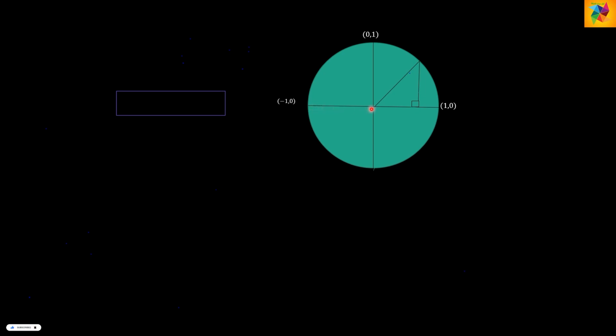The length is always positive. The distance is always positive. This is a unit circle. The unit is going to be 1, no matter where we go from, as long as we start from the origin to the edge of the circle.